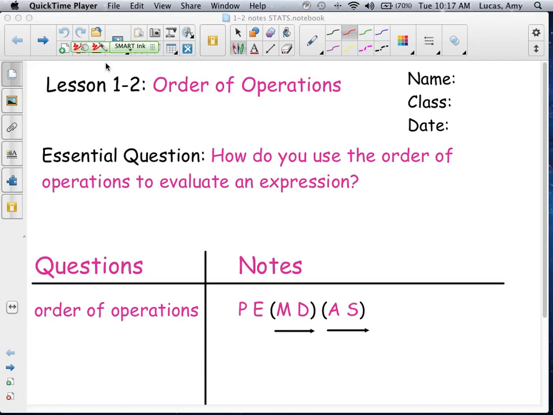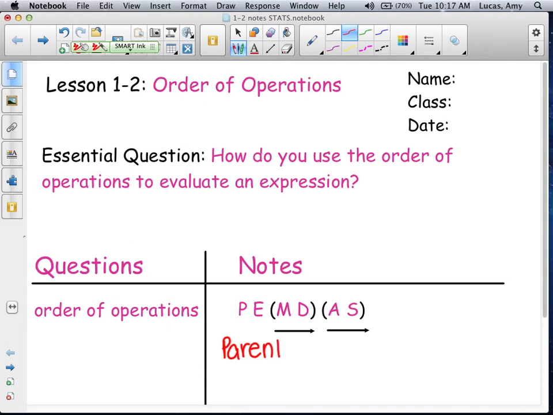The P stands for parentheses. So the first thing that you have to do is anything that is inside parentheses. The E stands for exponents. So the second thing that you're going to do is any operations that involve exponents. Third, you're going to multiply or divide from left to right.